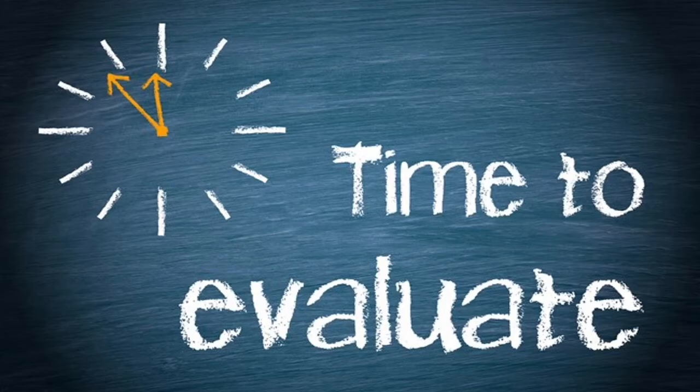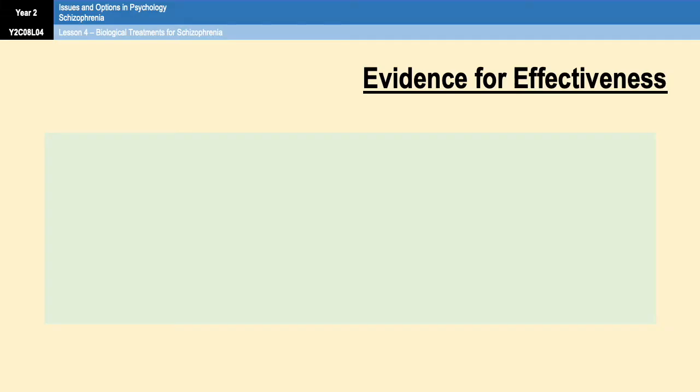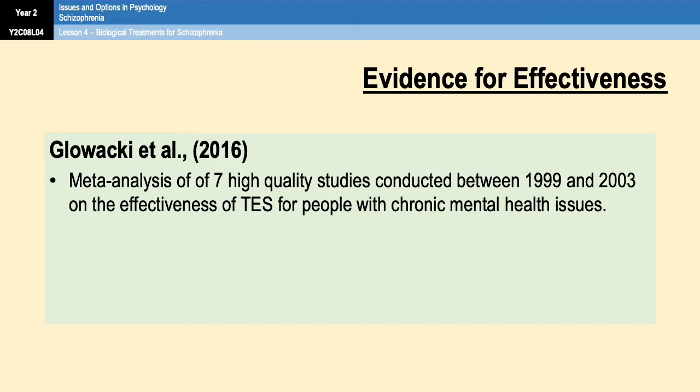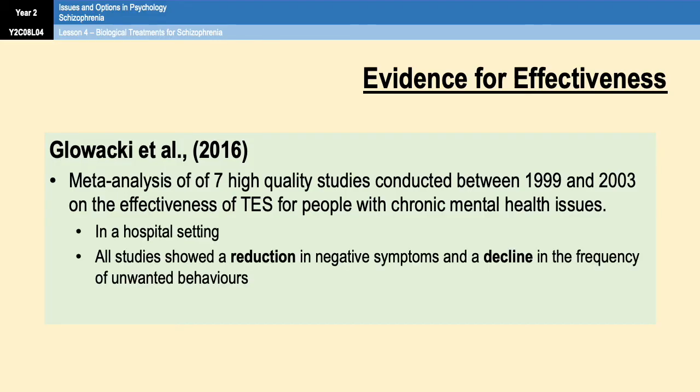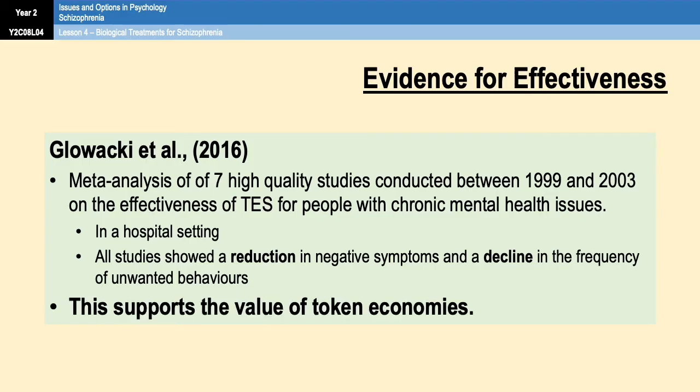So I've got 3 evaluation points for you, 1 strength and 2 limitations. So your first strength is the evidence for effectiveness. So in 2016, you had a meta-analysis of 7 high-quality studies that had been conducted between 1999 and 2003 on the effectiveness of token economies for people with chronic mental health issues. They were all done in a hospital setting, and all studies showed a reduction in the negative symptoms and a decline in the frequency of unwanted behaviours, which overall supports the value of token economies.